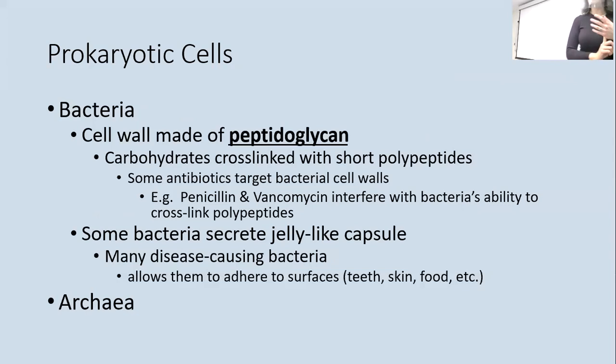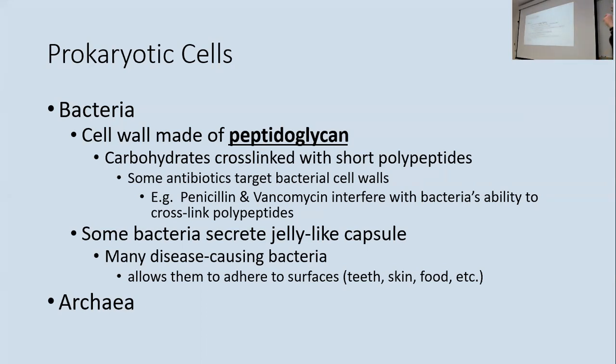So differentiating bacteria and archaea. Bacteria have a cell wall, and like I said, it's different than a plant cell wall, right? Plant cell wall is made of cellulose. Bacteria cell walls are made of this peptidoglycan. So it's carbohydrates cross-linked with short polypeptides, right? So it's got peptides, there's your peptido, it's got some kind of carbohydrates, that's your glycan, right? So they have the cell wall made of peptidoglycan, which animal cells don't have.